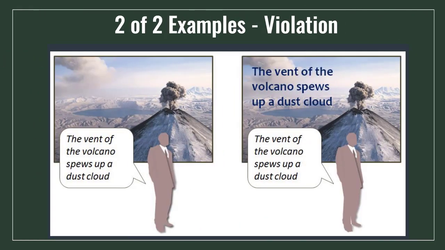The first image on this slide is a presenter standing in front of a volcano graphic, stating the vent of the volcano spews up a dust cloud. The second image is the violation image, where the presenter stands in front of the volcano graphic and narrates the same statement, which is also printed on screen. This is an example of a violation of redundancy principle 2. The verbal material is not complex and it contains familiar keywords, so it does not need the on-screen text. The narrator's simple statement is enough to understand the material.